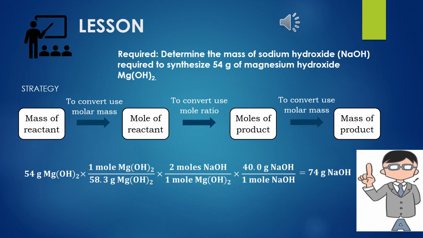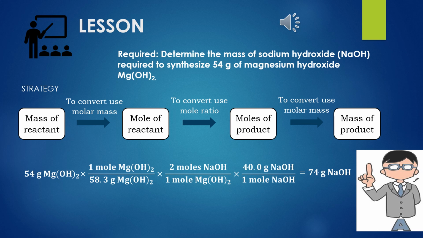Since we are required to determine the mass of sodium hydroxide required to synthesize 54 grams of magnesium hydroxide, this is our strategy. The mass of reactant to be converted to moles of reactant, we must use its molar mass. The moles of reactant to be converted to moles of the product, we must use the mole ratio. The moles of the product to be converted to mass of the product, we must use its molar mass.